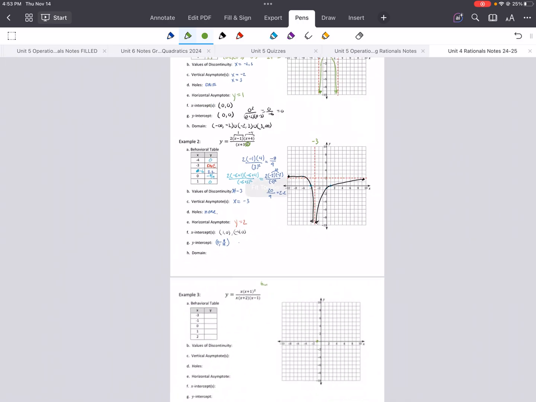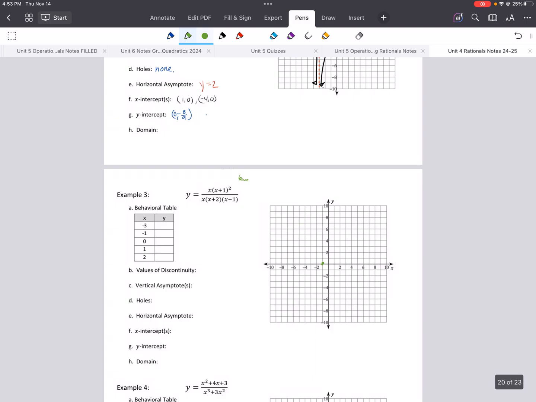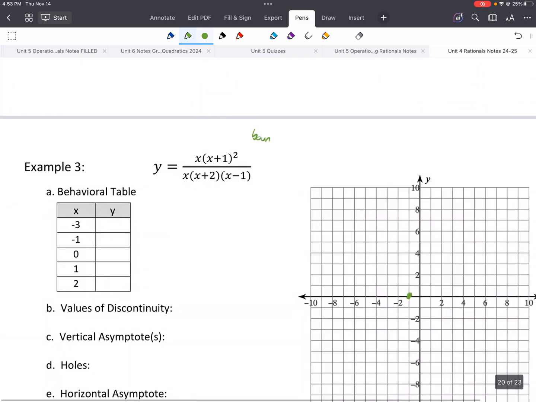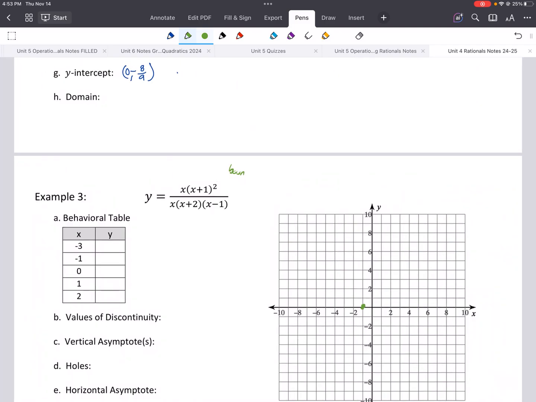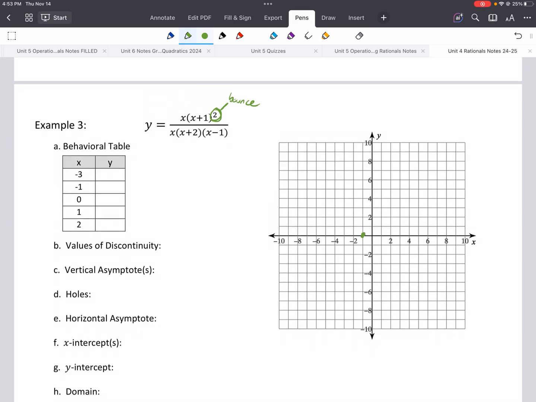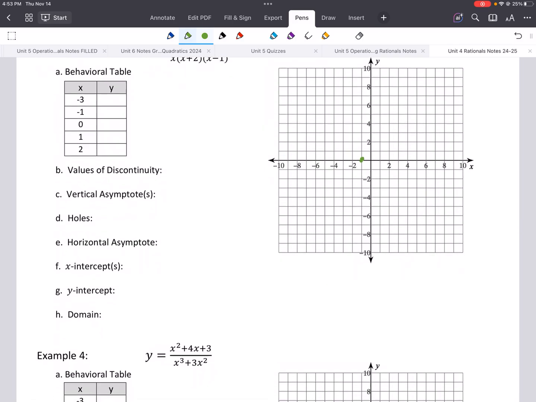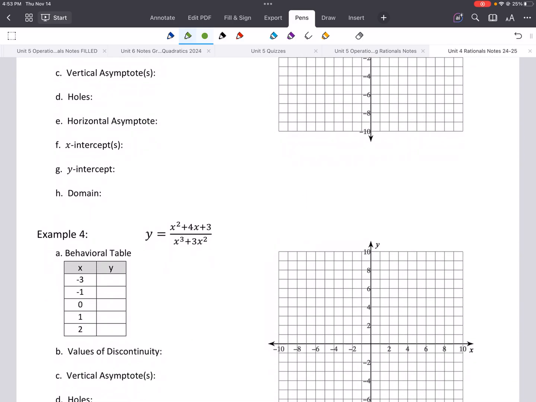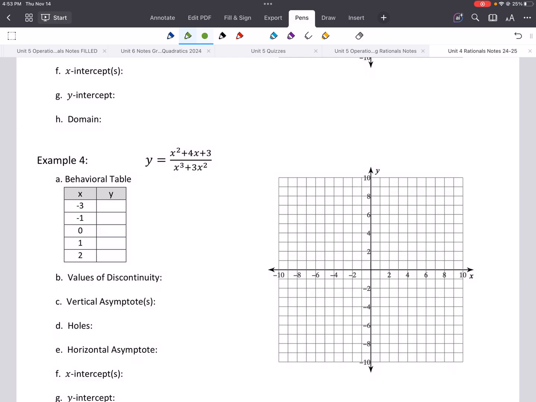Okay, all right, let's see if we can do one more. I just want to talk about this one. So here we have a multiplicity on top, so that's going to bounce. Okay, and if you want to do that one, I have it filled in on the notes. If you can check on that if you'd like. Let's do this last example together.